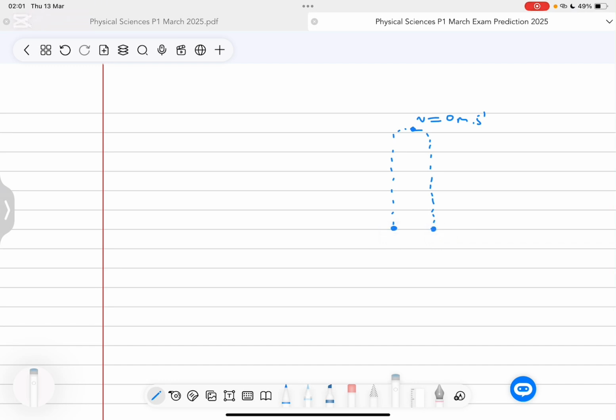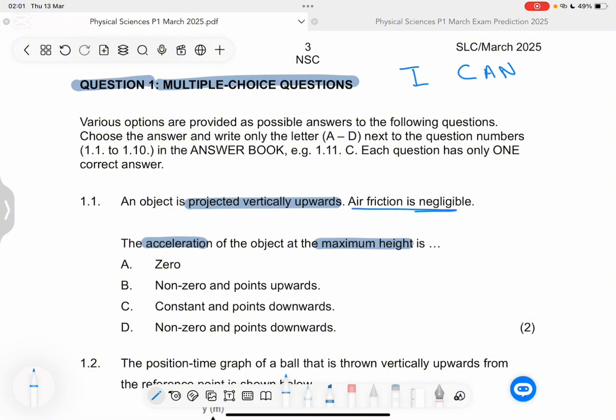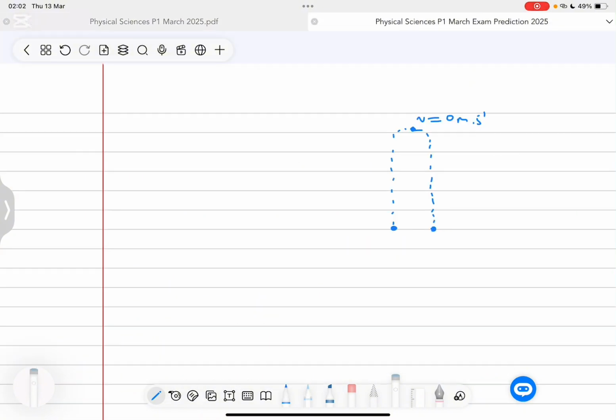Now, if they say there is no air resistance or air friction is neglected, that would mean that the only force that is present here is the force of gravity, Fg. And we know that the force of gravity is directly proportional to the acceleration due to gravity. And because the two are directly proportional, it means that our acceleration due to gravity will point vertically downwards like that, because it will point in the direction of the force.